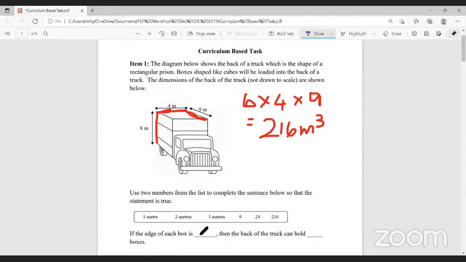So if the edge of the box is, let me look at 3. I'm trying to find the volume of one of these cubes. If we look at 3, say for example, one dimension of the cube, the little boxes which are shaped like cubes, one dimension is 3 meters. That means the volume of one cube would be what? Go ahead and share that in the chat. So if I say the edge of each box is 3 meters, what will be the volume of that box?